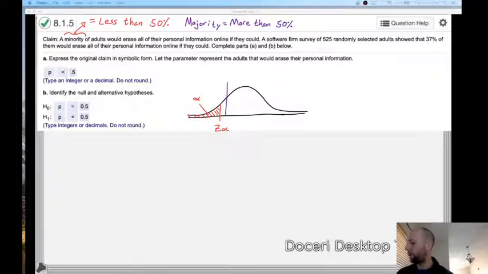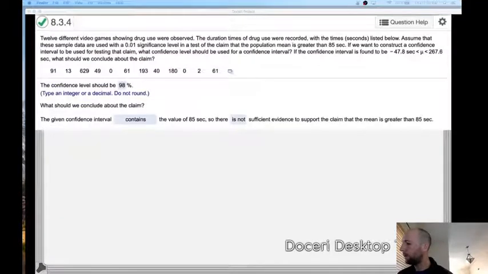The next question I received was from section 8.3, and the question was asking, why is the confidence level for this 98%? In the problem here, it mentions a 0.01 significance level, so let's see what's going on here.